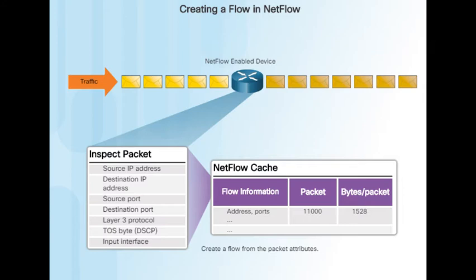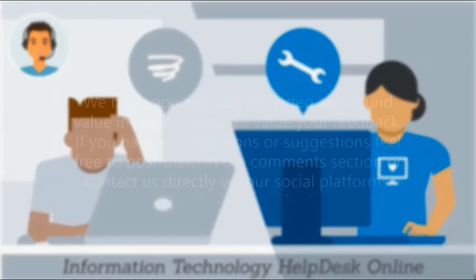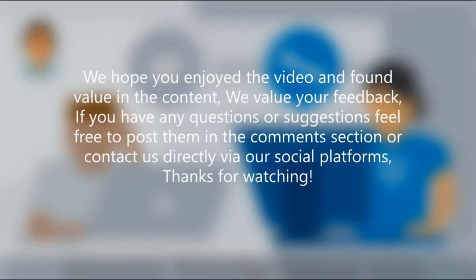This figure displays an image of creating a flow in NetFlow. Create a flow from the packet attributes. The NetFlow-enabled device inspects the packet: source IP address, destination IP address, source port, destination port, Layer 3 protocol, ToS byte, DSCP, input interface. The NetFlow cache holds the flow information: addresses, ports, and packets, 11,000 bytes/packet, 1528.